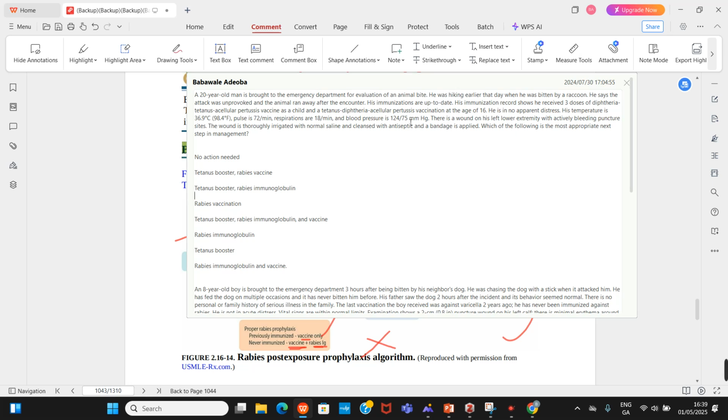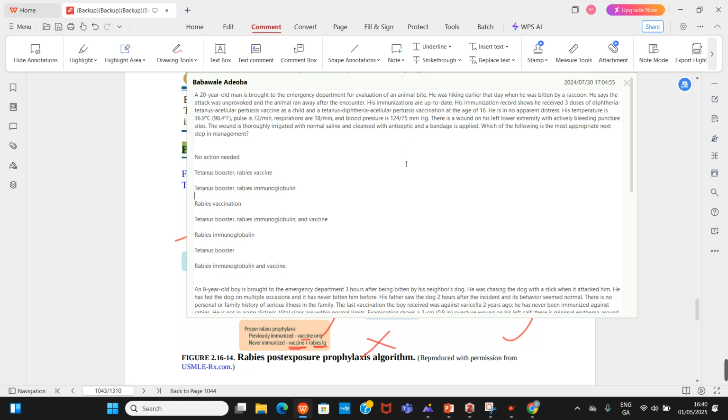Because you have to look at the wound. That's the first thing about it. Look at the wound. Is it clean or dirty? This guy was bitten by an animal, by a raccoon. Raccoons never brush their teeth. That's a dirty wound. So you might need to consider that kind of approach.